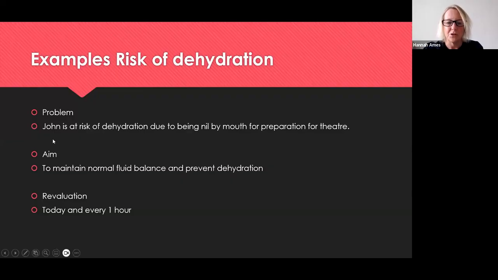So the problem: John is at risk of dehydration due to being nil by mouth in preparation for theatre. My aim would be to maintain a normal or equal fluid balance and prevent dehydration. Re-evaluate: I might be re-evaluating this every hour, because I'll be completing that fluid balance chart hourly and checking the overall fluid balance.